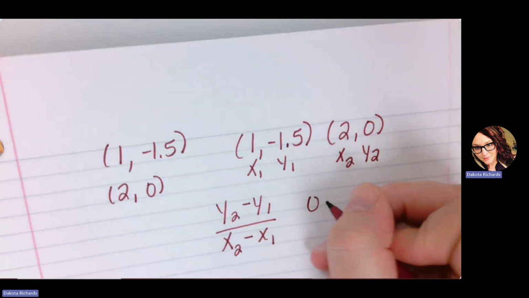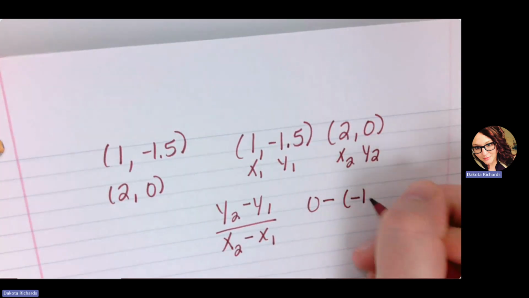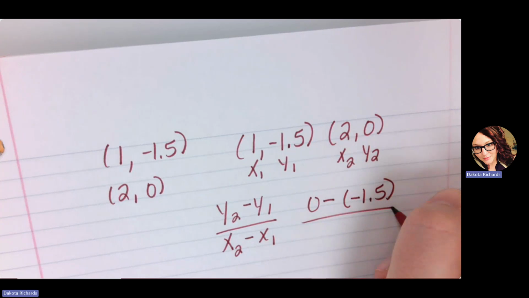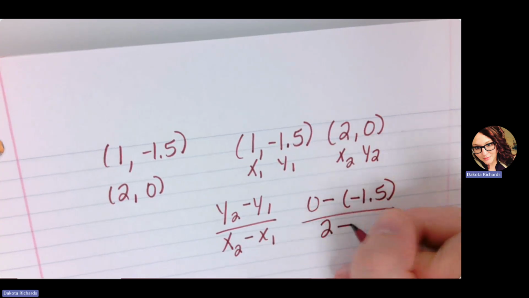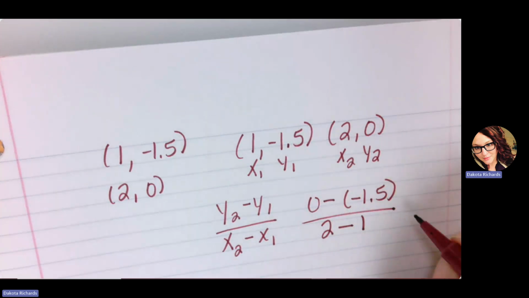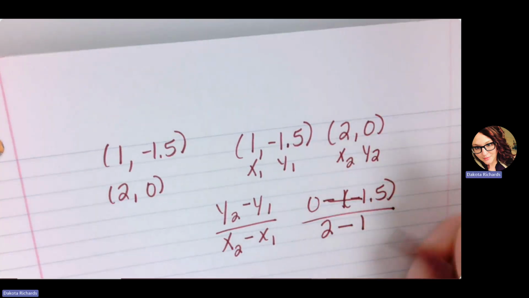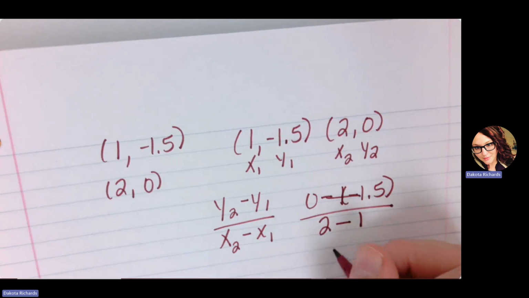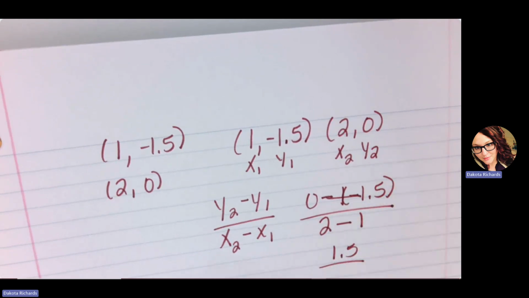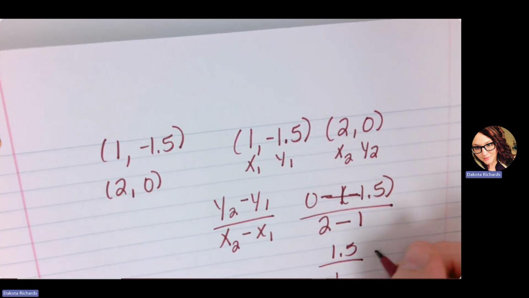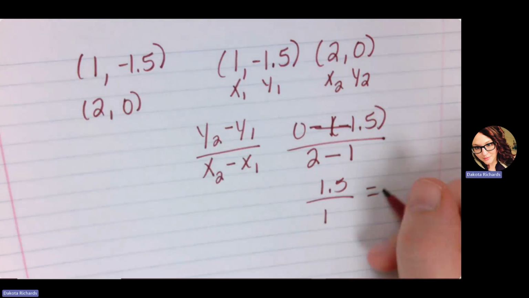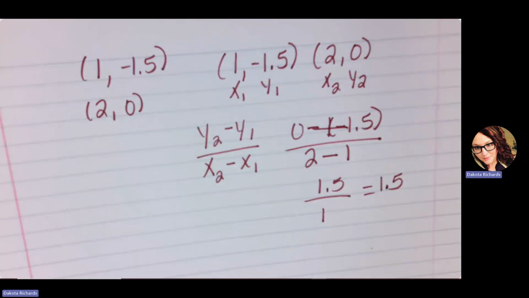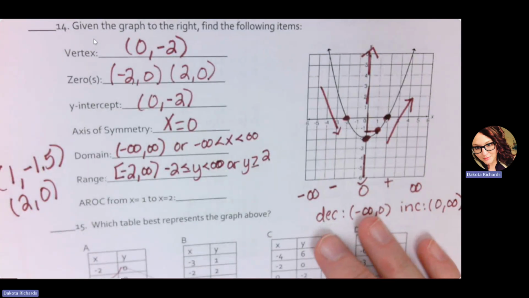You have 0 minus a -1.5 divided by 2 minus 1. So these become a big plus. So 0 plus 1.5 is just 1.5. And then we've got 2 minus 1, which is just 1. So 1.5 divided by 1 is just 1.5. So your average rate of change is just 1.5.